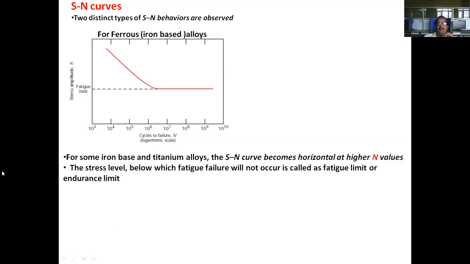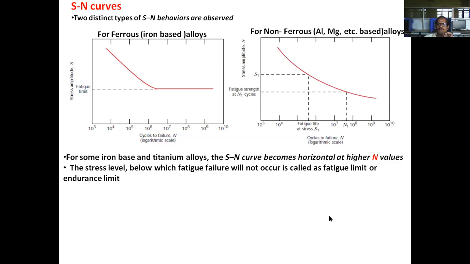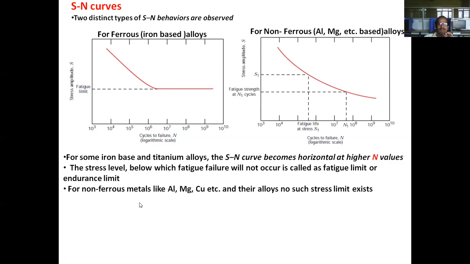Now for non-ferrous materials like aluminum or magnesium based alloys, we have this type of plot. For non-ferrous metals like aluminum, magnesium, copper, and their alloys, no such stress limit exists. As the stress is decreased, the number of cycles to failure increases. The S-N curve is not horizontal, and the number of cycles keeps on increasing with decrease in stress.